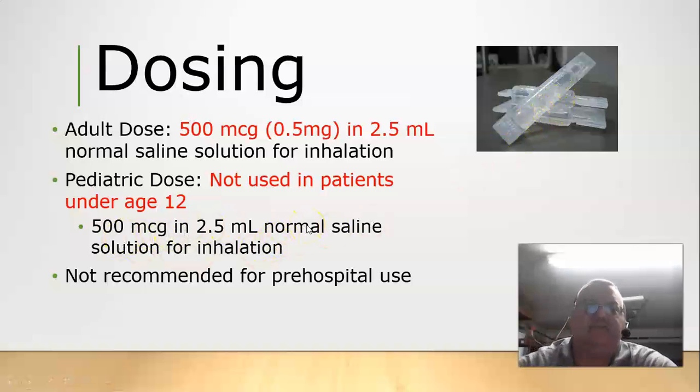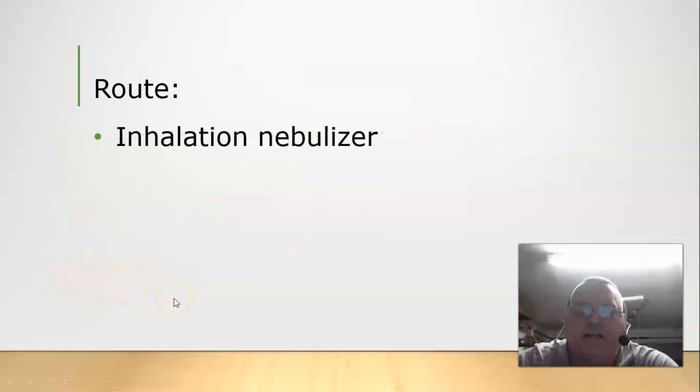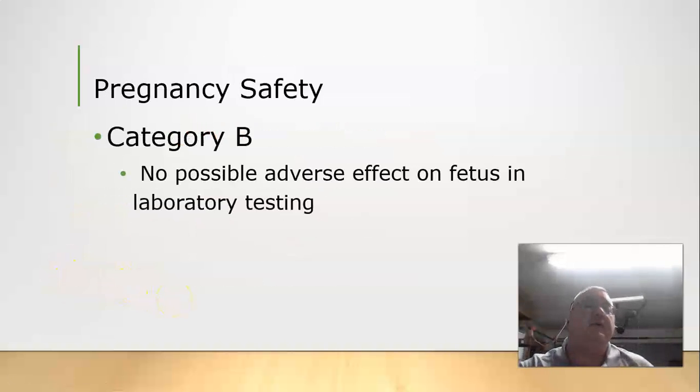For kids, if they're above the age of 12, we can use it, and we just use the adult dose. If they're below the age of 12, we usually don't give the Atrovent to them. Just go with straight albuterol. We don't use that pre-hospital for the little kids. And we only give this by nebulizer. We don't give this IV. We don't give this by pouring the vial down the ET tube. We just don't do it.